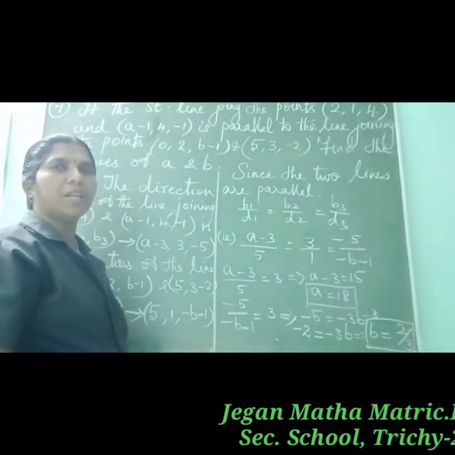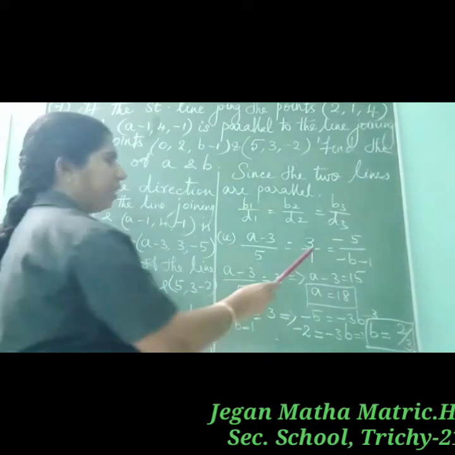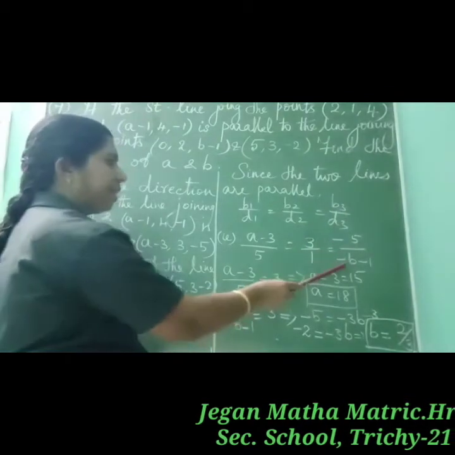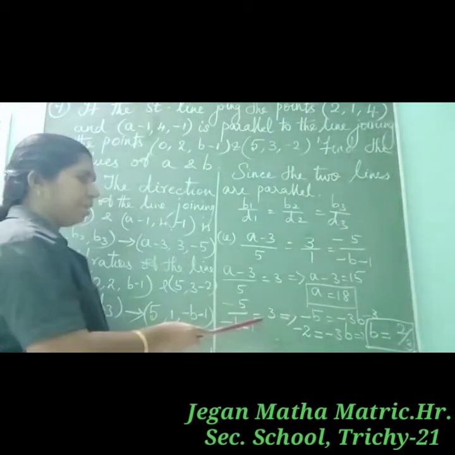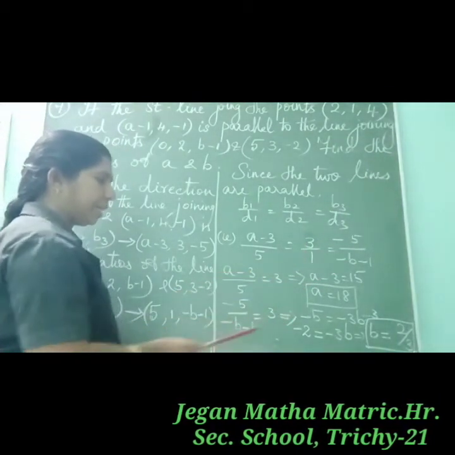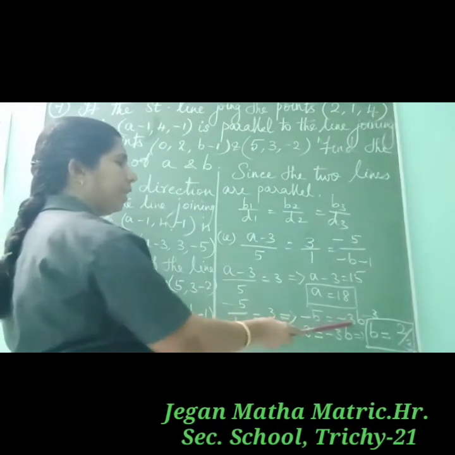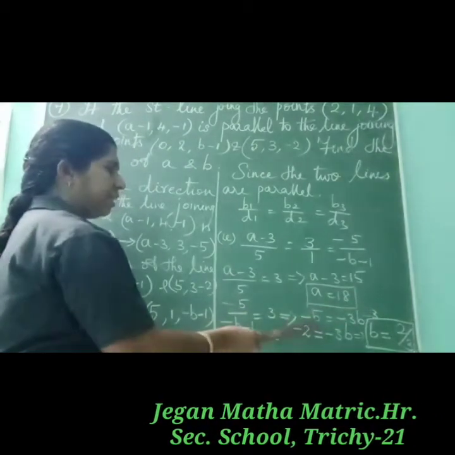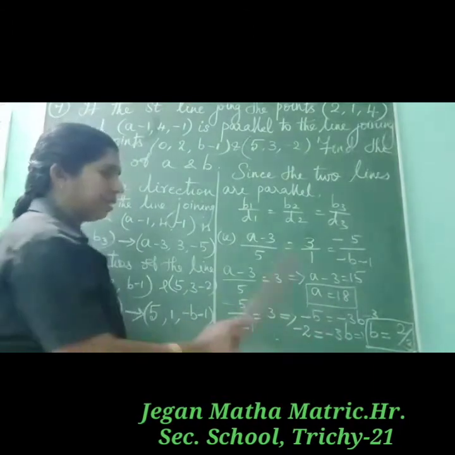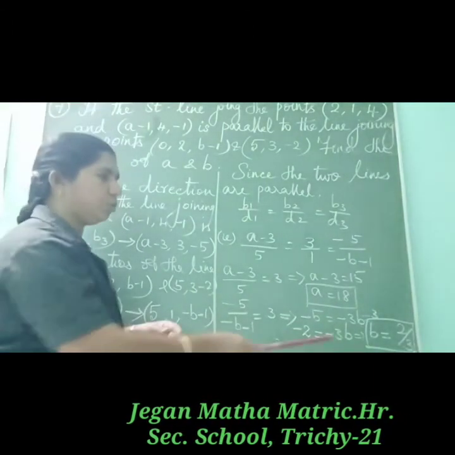From this we are getting a is equal to 18. Next, to find the value of b, the next two values you can equate. So minus 5 divided by (minus b minus 1) is equal to 3. From that we are getting minus 5 is equal to minus 3b minus 3. That is minus 2 equal to minus 3b. Therefore, the value of b is equal to 2 by 3.